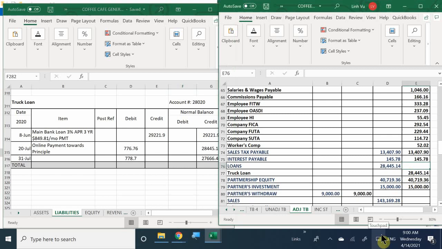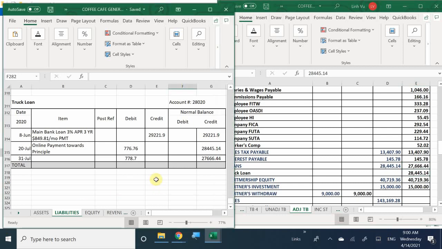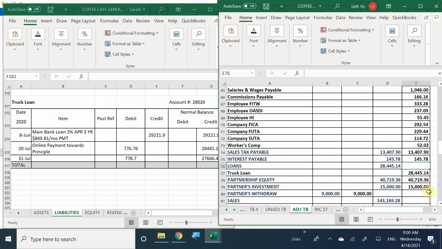Yes, it did because we received a bill, right? We're going to pay for it. I think it was 644. Yes. So I got 27,666.44 for my truck loan, and I put it in the wrong place. 27,123.44. There you go.